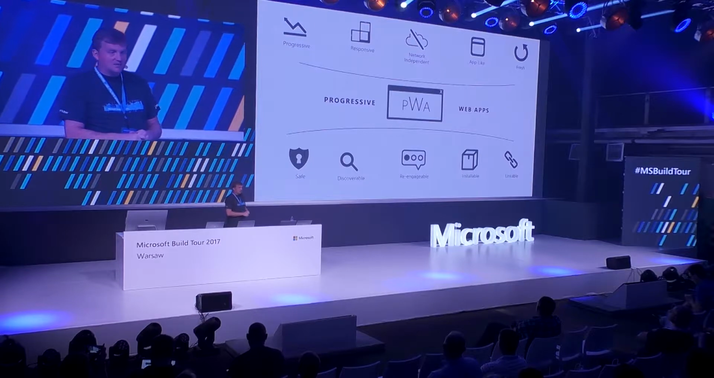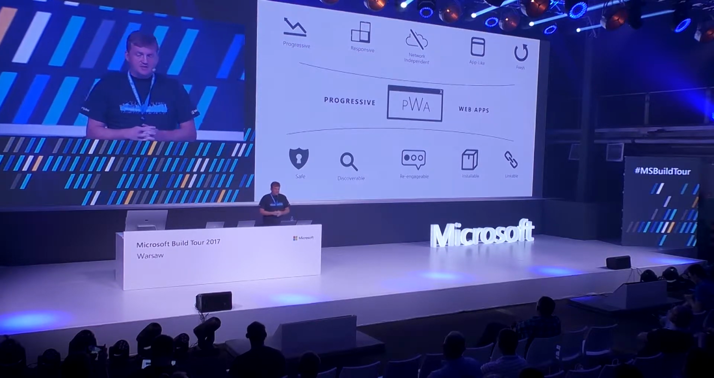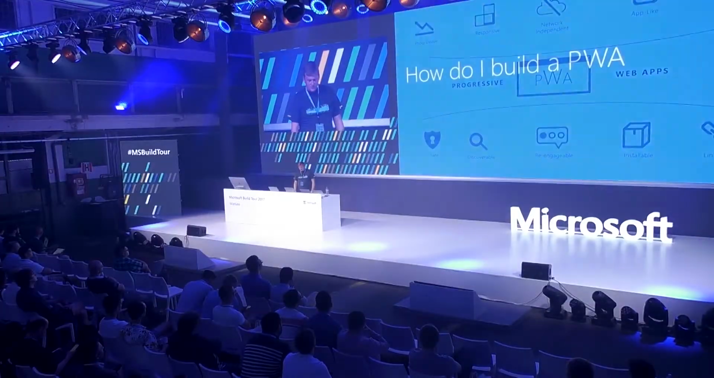It should be app-like. It should be always up to date. It should be safe. It should be HTTPS. And it has a number of other characteristics that we're going to be talking through today that make a progressive web app like a native application from the web.